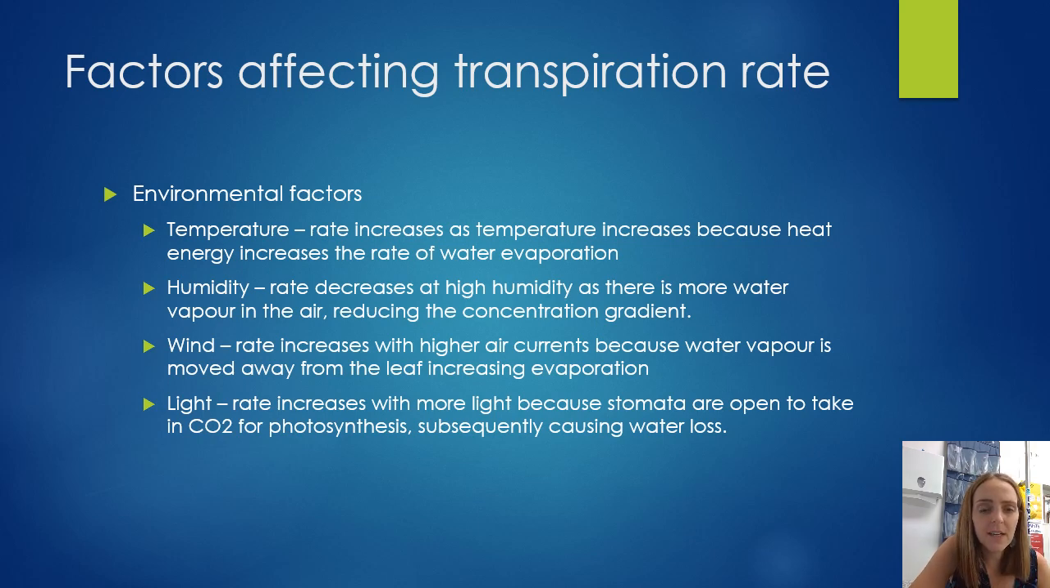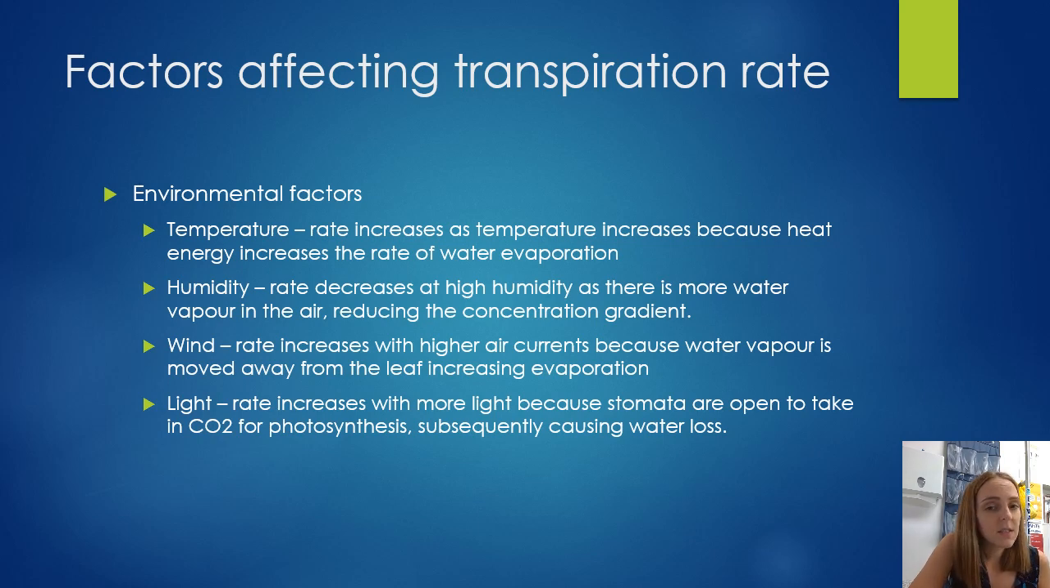So the first lot of factors are environmental. Now, if we think about temperature, think about a hot environment and you've got plants out in the heat. If we have our stomata opening and taking in CO2 for photosynthesis, in a hot temperature, we're going to be losing more water through the stomata and we're losing water via evaporation. So our transpiration rate is going to increase as the temperature gets hotter.